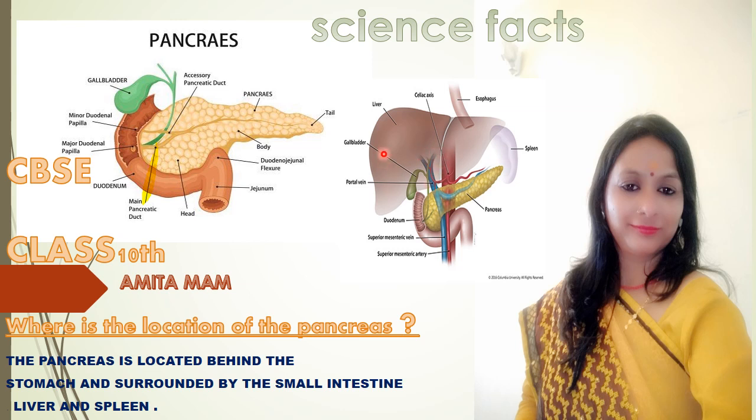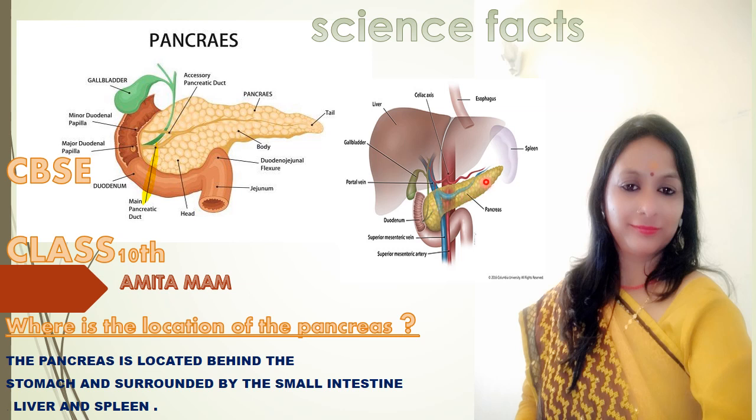It is surrounded by the small intestine. This is the small intestine. The duodenum is the shortest segment of the small intestine. The pancreas is located behind the stomach and surrounded by the liver. You can see on your screen, surrounded by the liver. This is the liver. Here we can see the pancreas.